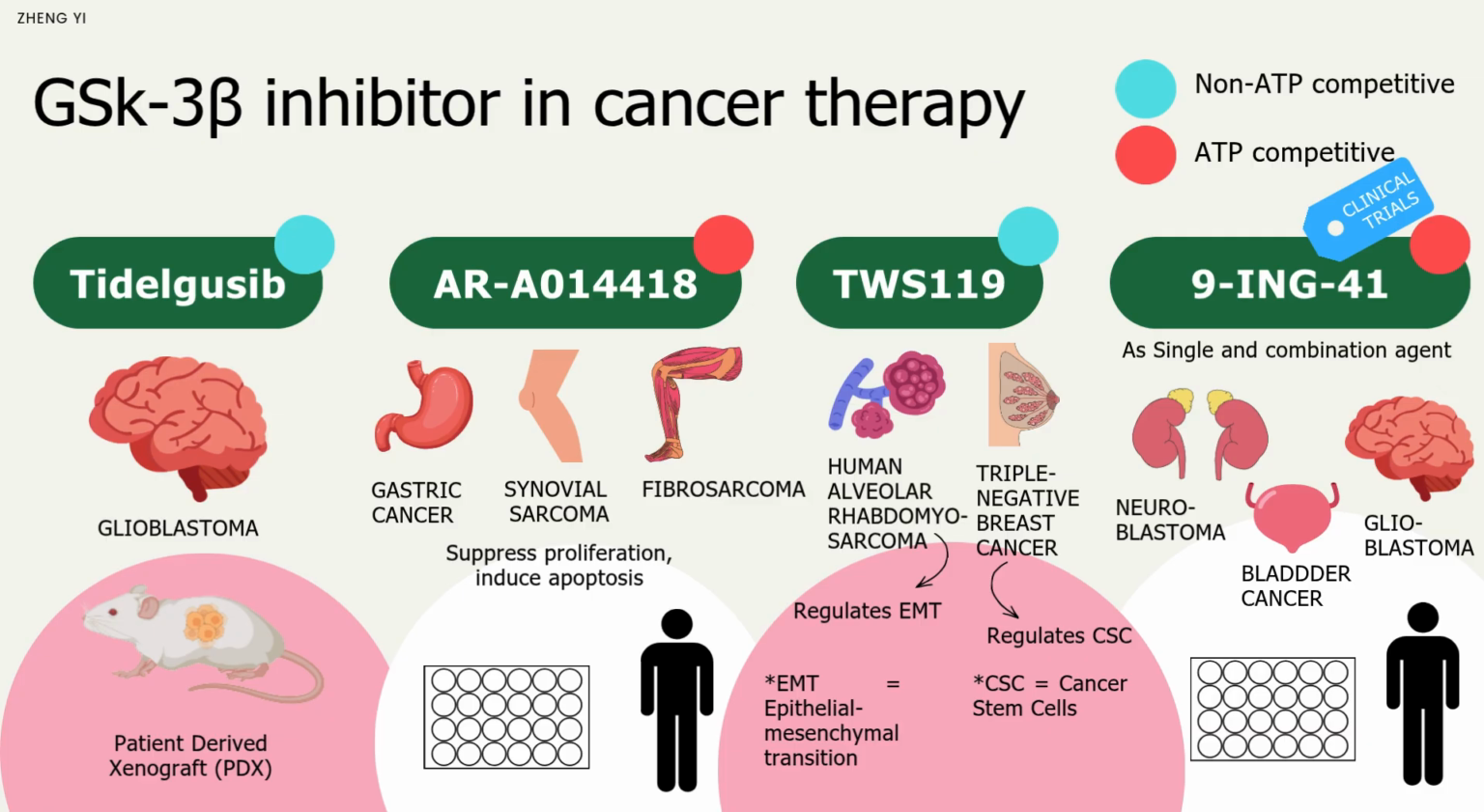Finally, we have 9-ING41, which is the most promising GSK-3 beta inhibitor currently because it is in clinical trials as a single and combination agent. It has been shown to be useful against neuroblastoma, bladder cancer, and glioblastoma, both in vitro and in vivo studies.